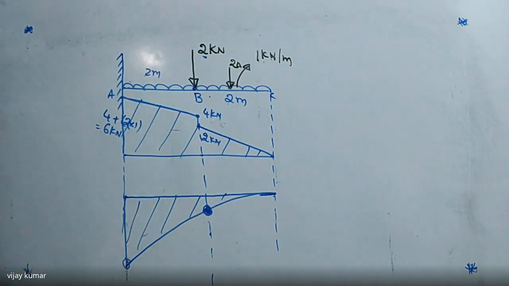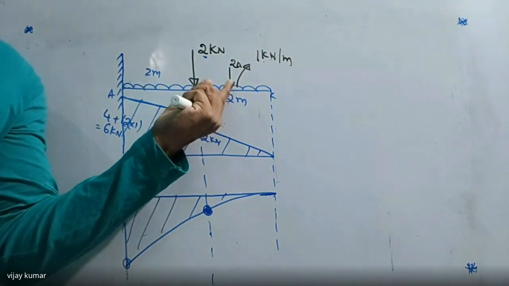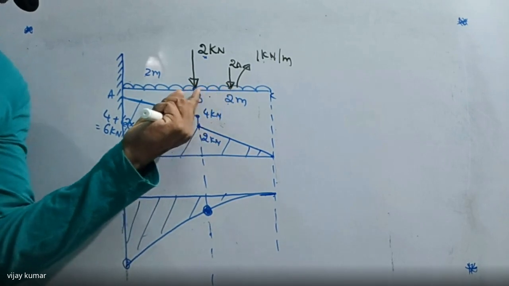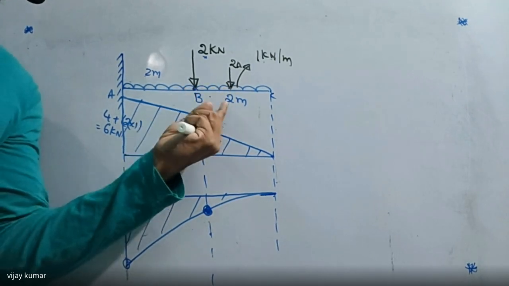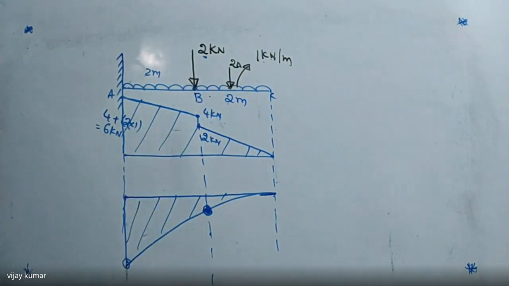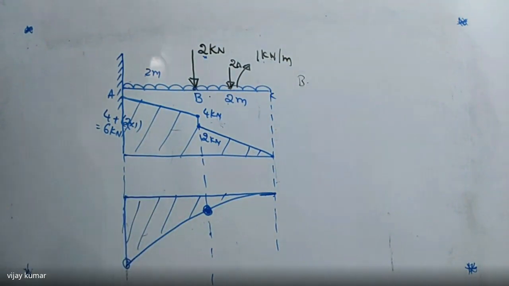Did you get my point or not? The total load is 2 into 1, that is 2 kilonewtons. The 2 kilonewtons must be acting at its center, and this force is multiplied by this distance, half of the entire length. So here I'm writing 2 into 1. I'm writing the bending moment here, listen carefully.